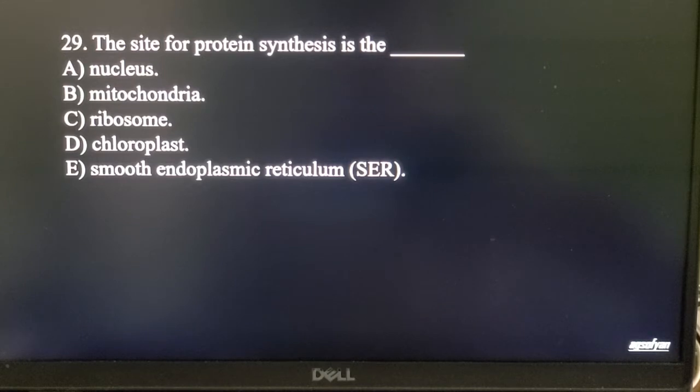Number 29. The site for protein synthesis is the nucleus, mitochondria, ribosome, chloroplast, or smooth ER. Choose your answer.